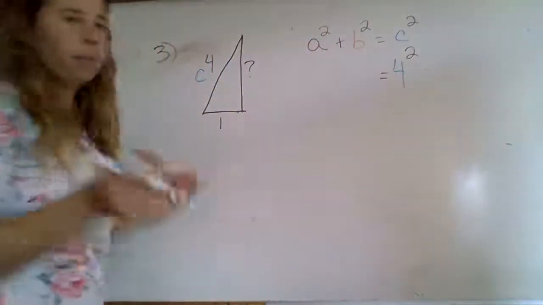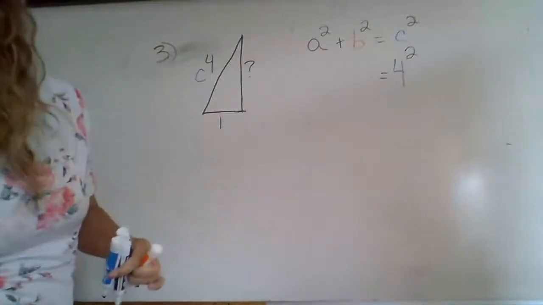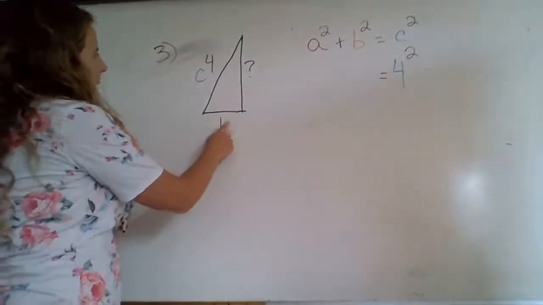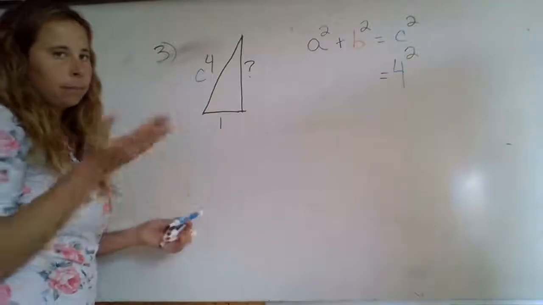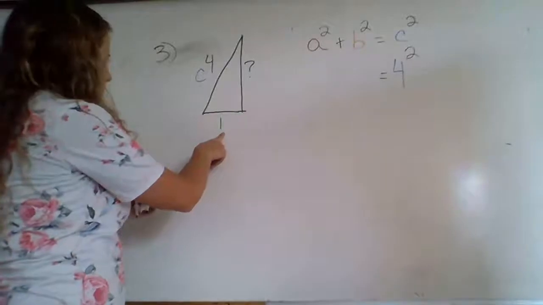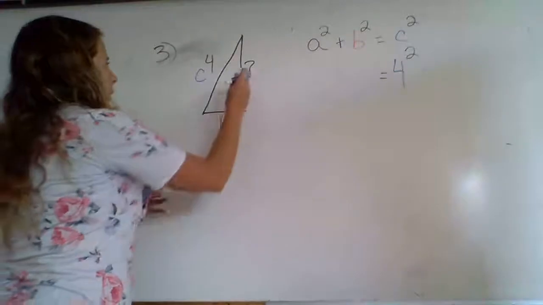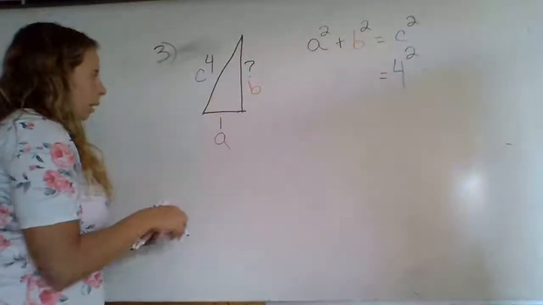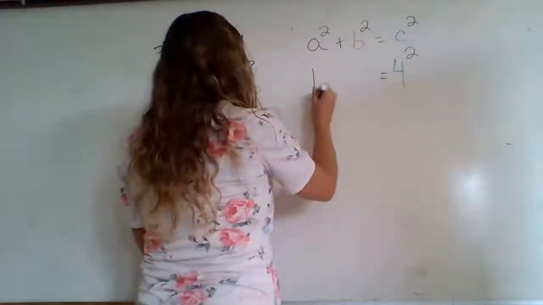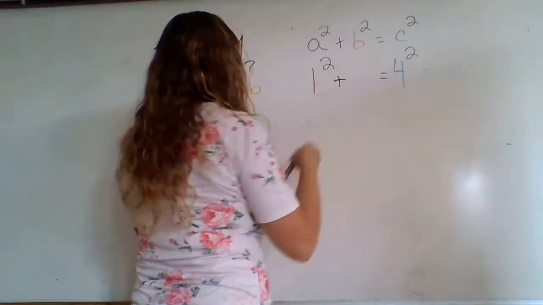And then, it doesn't matter. So this could be A or B. This could be A or B. I'm going to make this be A. So we're going to try and find B. So this is A. And we don't know what B is. Okay. So A squared is 1. So I'm going to substitute 1 in for A. So that's 1 squared plus B squared.